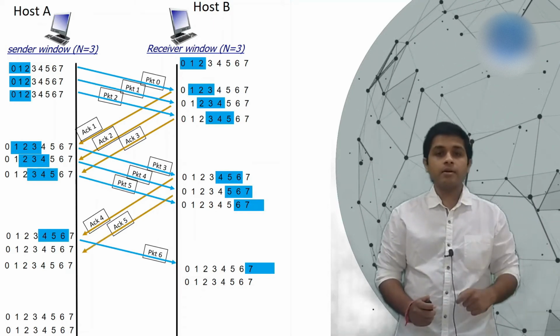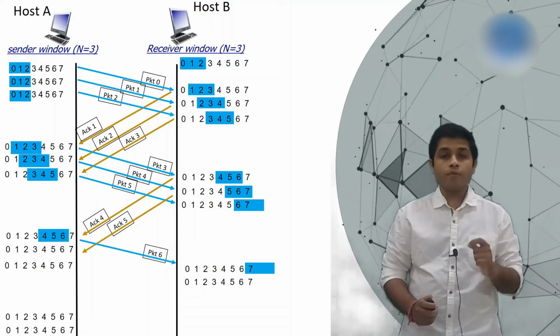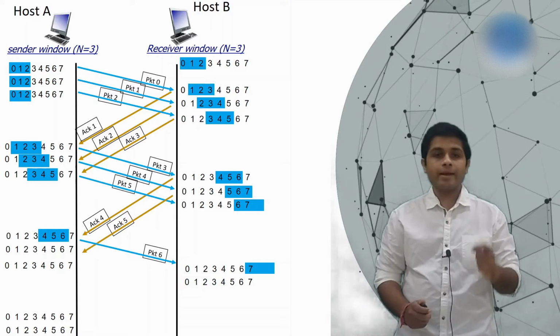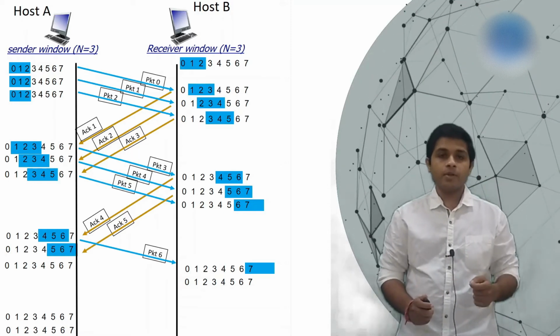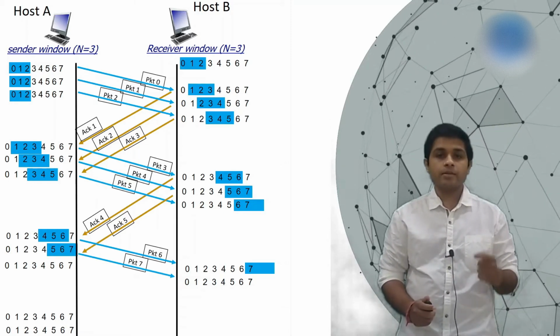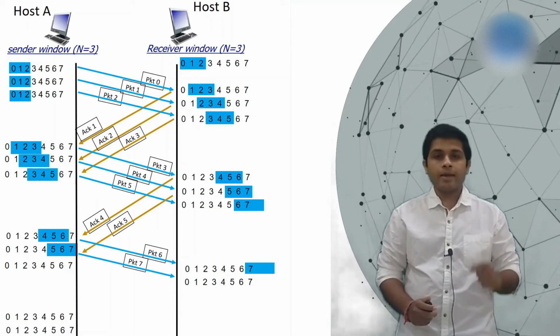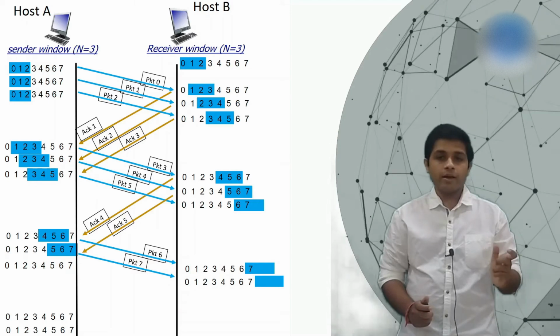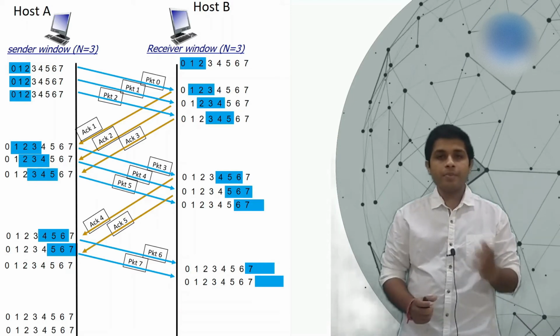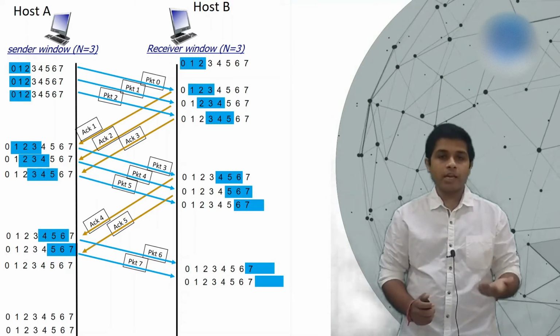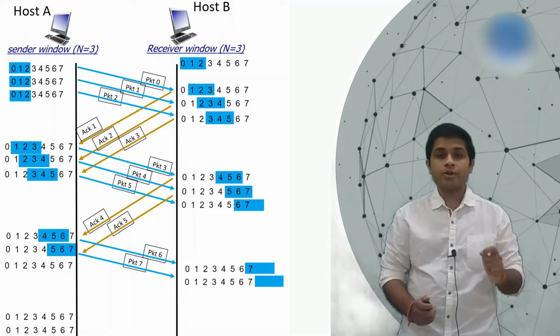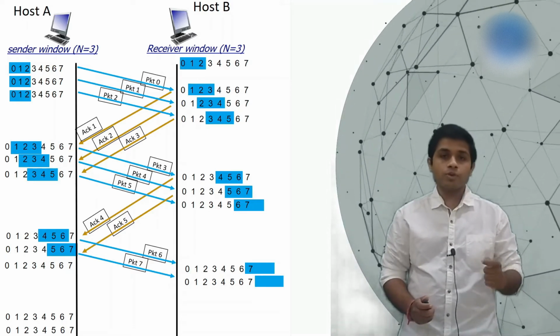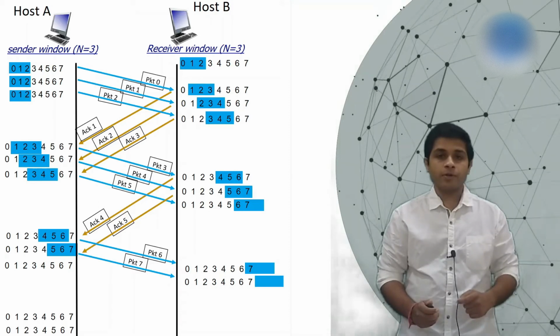B will send the acknowledgement 5 for packet 4. So the window at the sender's side will slide. So the next packet to be sent is 7. And B receives packet 7. So you can see that the window has slid out. So B is expecting no packet anymore. But A has not received all the acknowledgements, so it will wait for the acknowledgements.